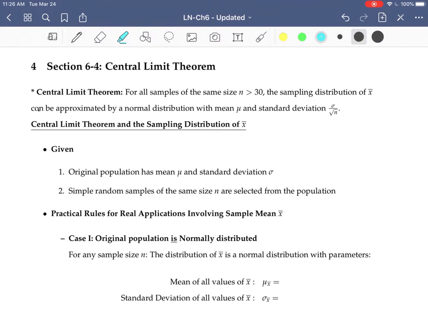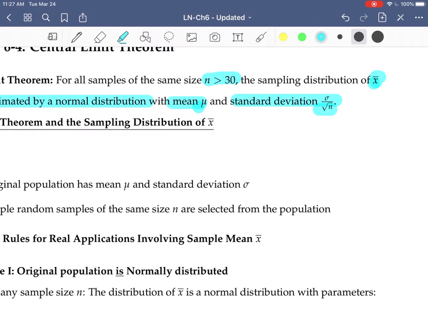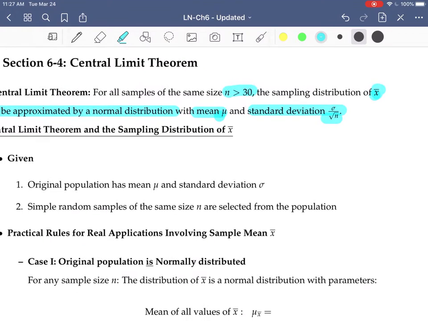It says for all samples, every sample of the same size n, where n is more than 30, the sampling distribution of x bar, and remember x bar, that is the mean, right? So the sampling distribution of sample means can be approximated by a normal distribution with mean mu. So the mean for the distribution of the sample means is the same as the mean of the individuals, and the standard deviation of the sample means is actually the standard deviation of the individuals divided by the square root of the size of the sample. Right?